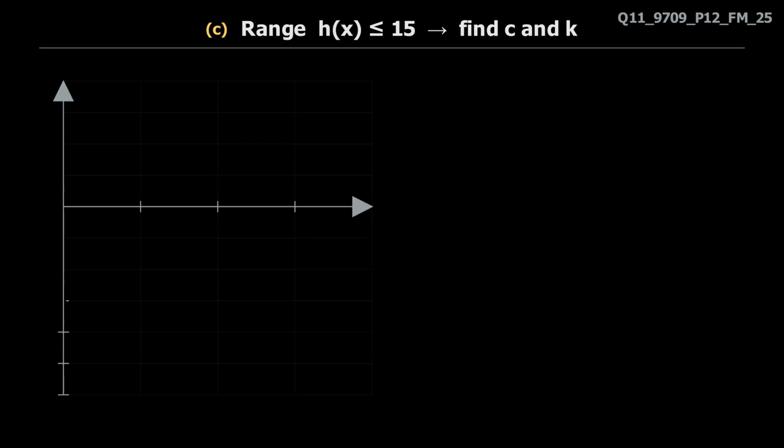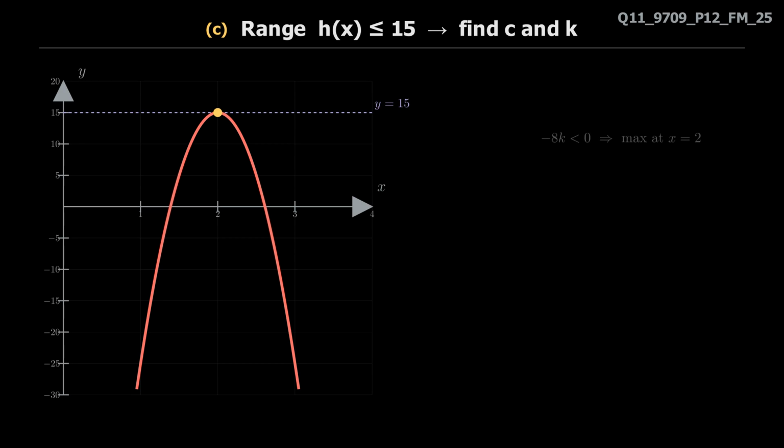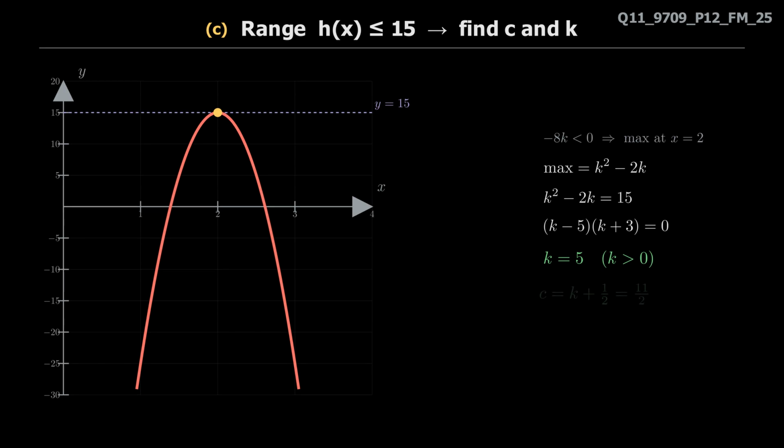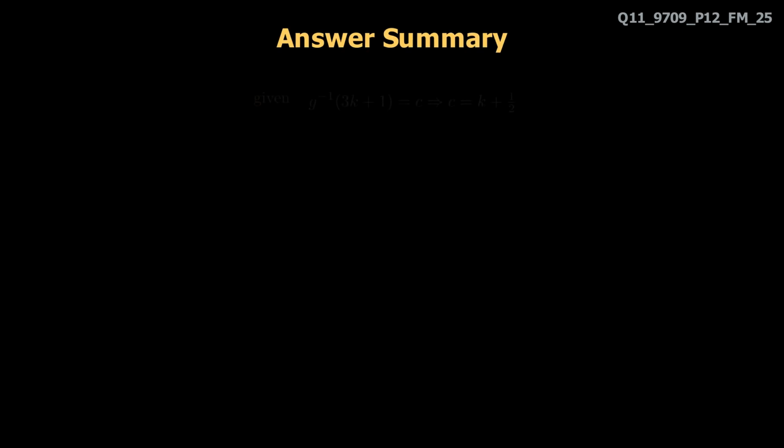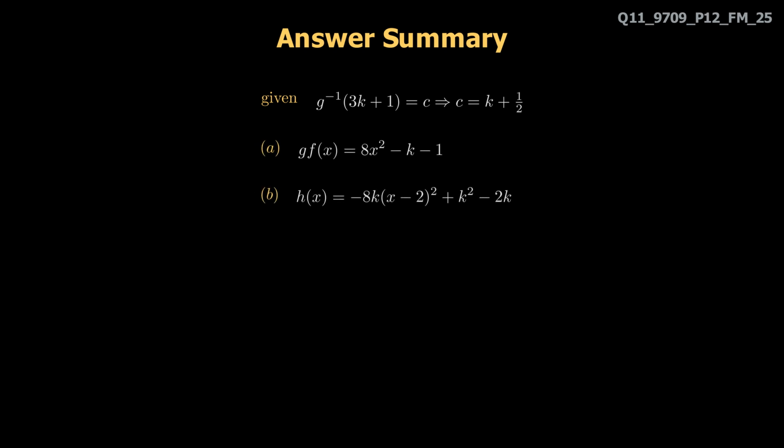Part C. h has maximum 15 at x equals 2 when k is 5. Set k squared minus 2k equal to 15, k equals 5, so c equals 11/2. Summary. c in terms of k, composite gf, transformed h, then k equals 5 and c equals 11/2.